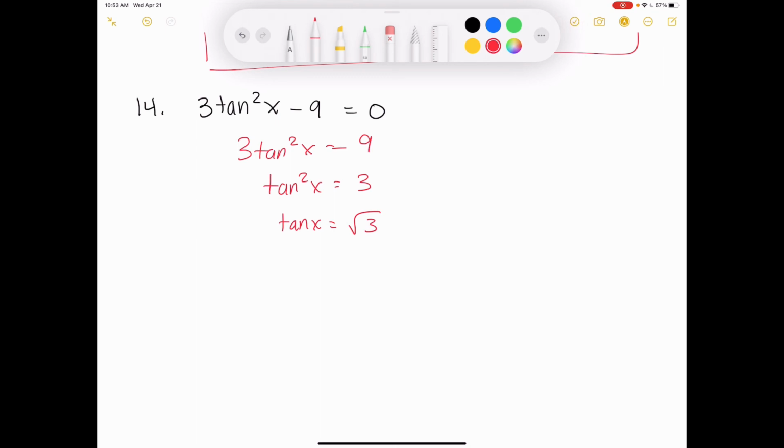And then on your unit circle, the square root of 3 is equal to 4 pi over 3. Yeah. What did you say it was? 4 pi over 3. So you have 4 pi over 3 plus n pi, and pi over 3 plus n pi, because that's the other side.